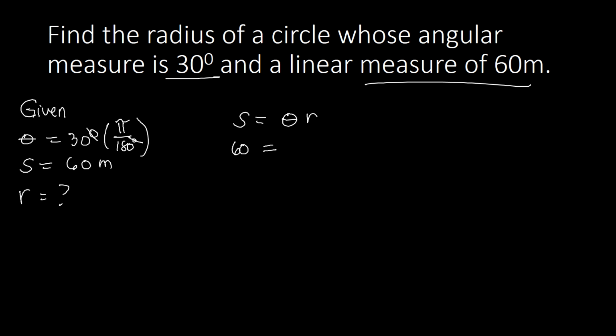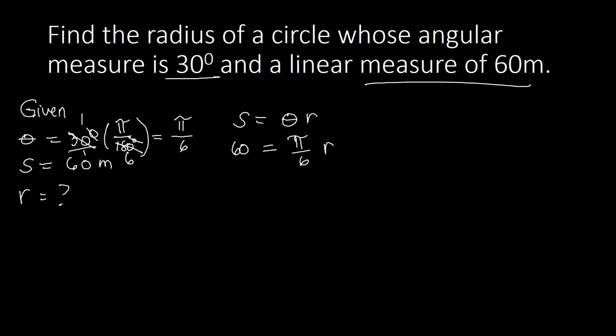So getting the GCF between 30 and 180, we've got 30, so we divide by 30. 30 divided by 30 is 1, while 180 divided by 30 is 6. And this 1 here is understood with 1 as the denominator. So multiplying, we have 1 times pi, that will be pi, over 1 times 6, that will be 6. So we now have the angular measure, which is pi over 6.